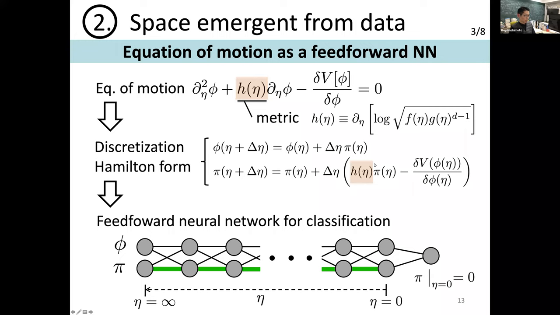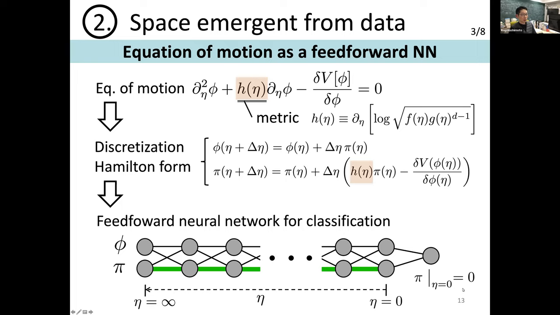If I draw the architecture of the neural network, it looks like this. You have many, many layers along the AdS direction. You start with the AdS boundary. You have two inputs, phi and pi. Then it propagates in the neural network. These green lines correspond to the metric, which is a function of the AdS direction, so these green lines take different values at each layer. Then finally, you reach the black hole horizon, and you just pick up pi. And pi needs to be equal to zero if this is a consistent, normalizable solution, because pi equal to zero is the boundary condition at the black hole horizon.